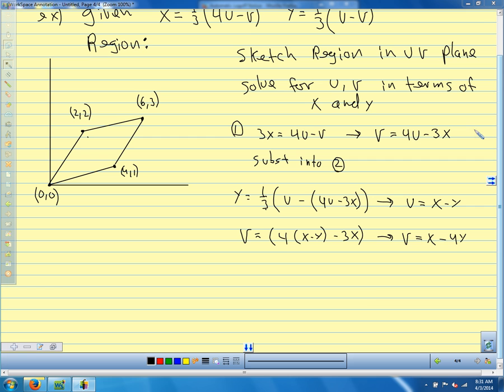So what I can do now is take the coordinates of the vertices of my region in the xy plane, substitute them into these two equations, and I get the vertices of my region in the uv plane. So I'm just going to make a little table here.